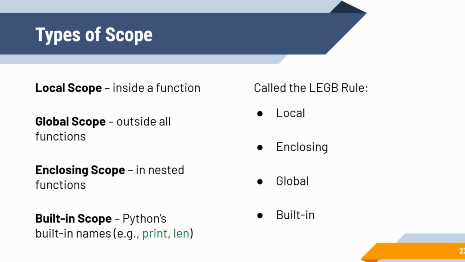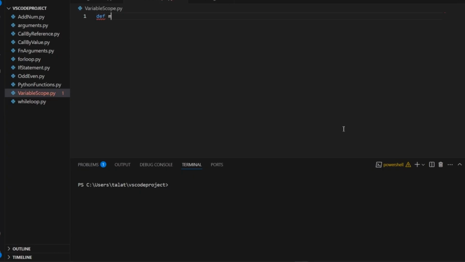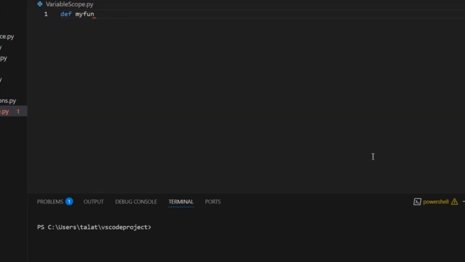So let's talk about local scope: a variable inside a function is called local scope. Let's look at an example. Let's open your editor. I'm using Visual Studio Code. I'm writing a function, def my_function, and writing x is equal to 10 and printing this x value. Here x only exists inside my_function. You can't access it from outside. Once the function finishes, the variable is gone. So this is a local scope variable.